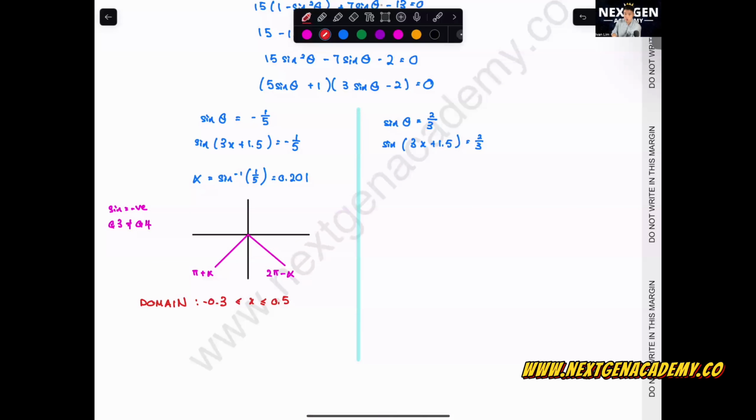Then we are solving for 3x plus 1.5, so we just replace the x with negative 0.3 and 0.5. Here we'll get 0.6 and 3. This part here is important, the domain. It is the same for this part here.